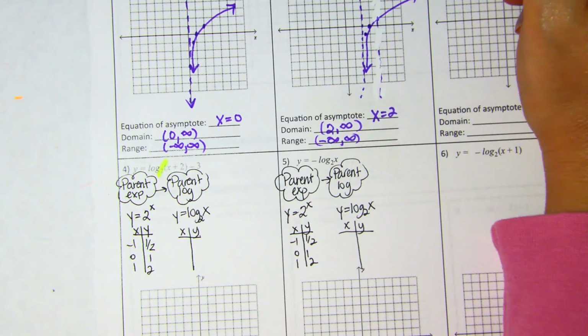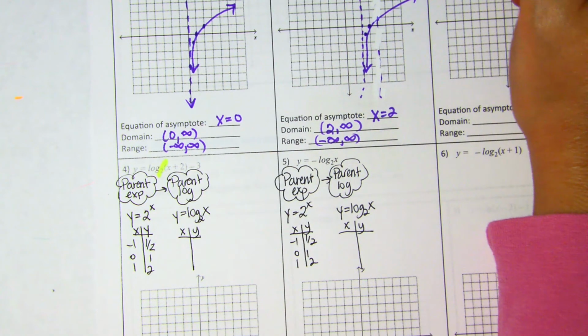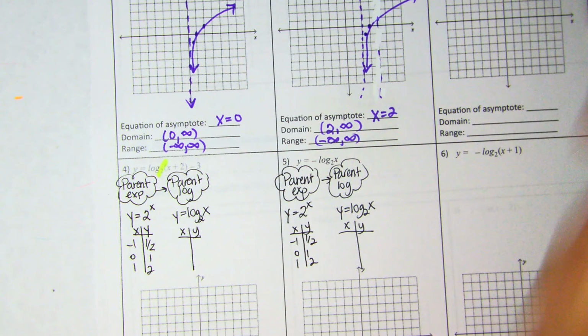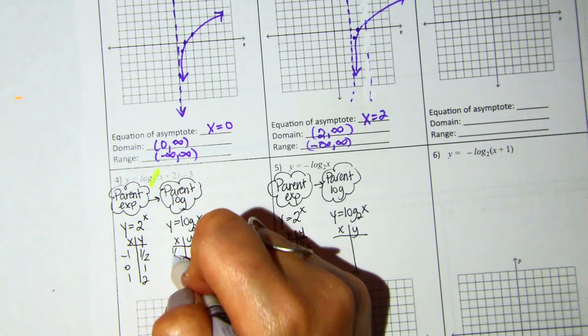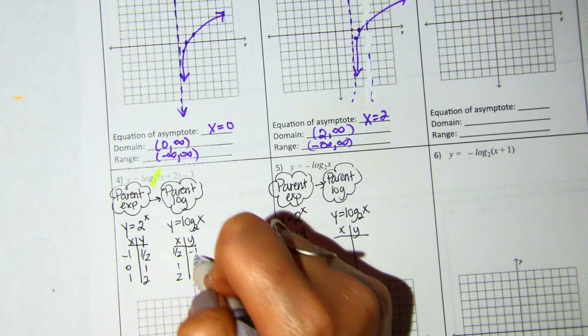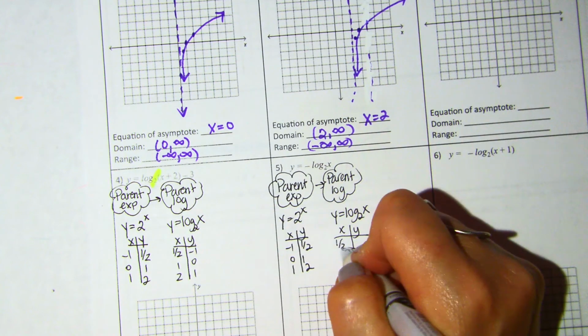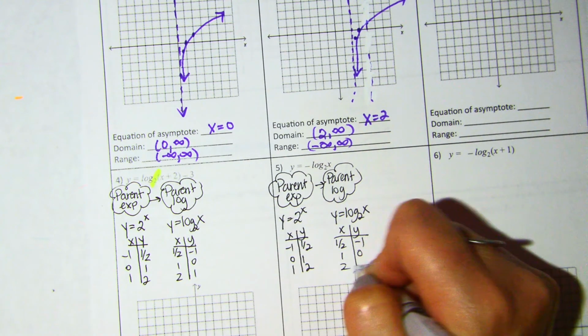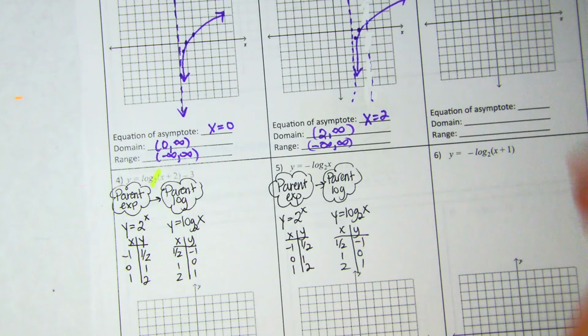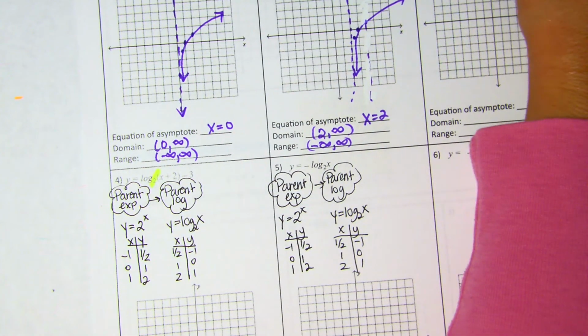Okay, so now I'm going to flip these. So I get 1/2, -1, 1, 0, 2, 1, and so on. These are all the same. Okay, perfect. So now we're going to apply the final log with all the translations.